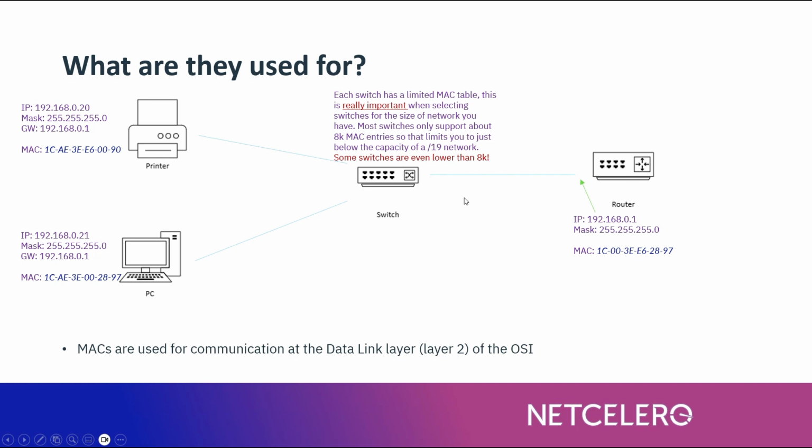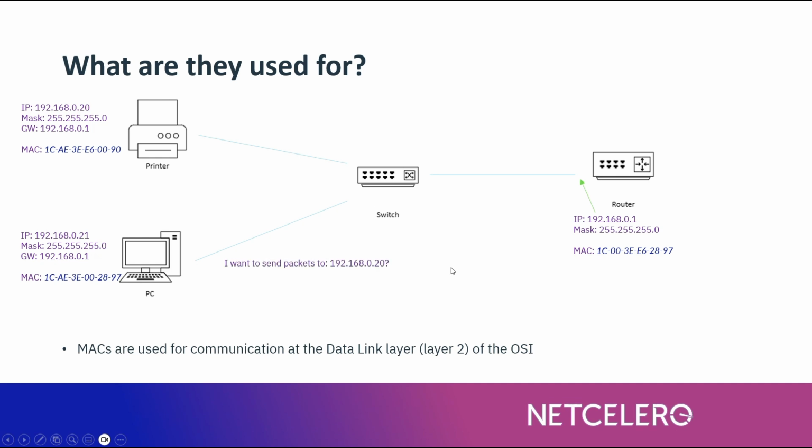Each switch has a limited MAC table. This is really important when selecting switches for the size of network you have. Most switches only support about 8,000 MAC entries, so that limits you to just below the capacity of a /19 network. Some switches have even lower than 8K, so you just need to be very careful when you're picking your switches depending on the size of your network.